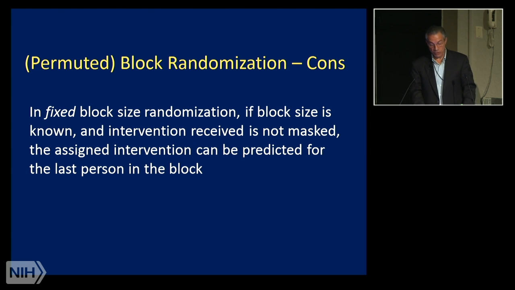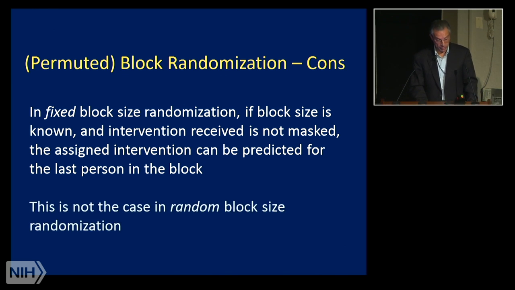The disadvantage in fixed block size randomization is that if the block size is known and the intervention received is not masked, the assigned intervention can be predicted for the last person in the block. I mentioned that. If we know the first 3, and the block size is 4, we know the assignment of the 4th one. But that's not the case with a random block size, because you don't even know the block size that was picked. You don't know if this is a block size of 4 or of 6. So if you know the first 3 participants, you still don't know the 4th one, because you don't know what the block size is.